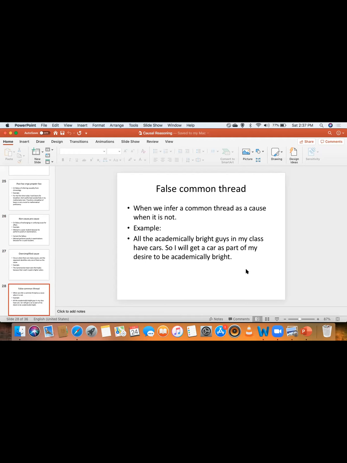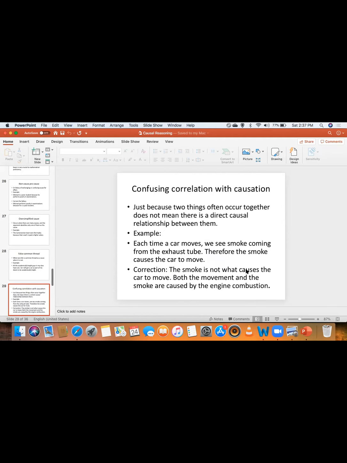Then we have false common thread, identifying a common thread that is not true. If you say, for instance, that all the bright people in your class are driving cars, so you need to get a car in order to be academically bright, that will be a false common thread.